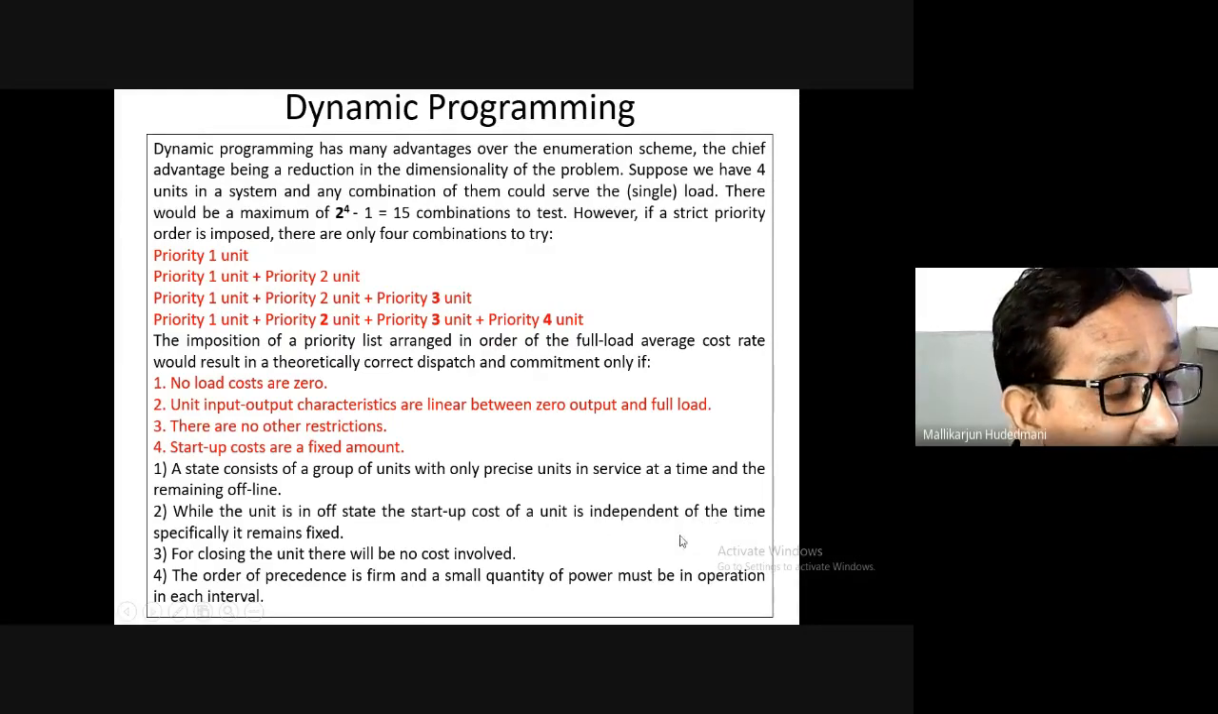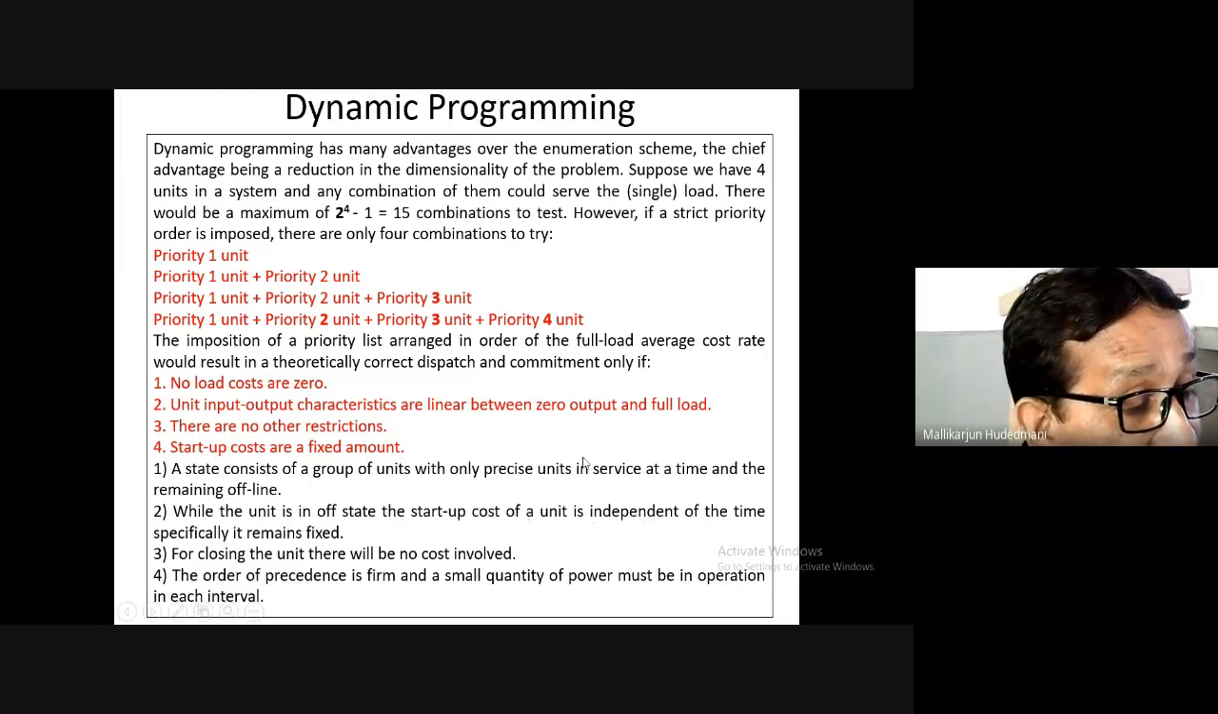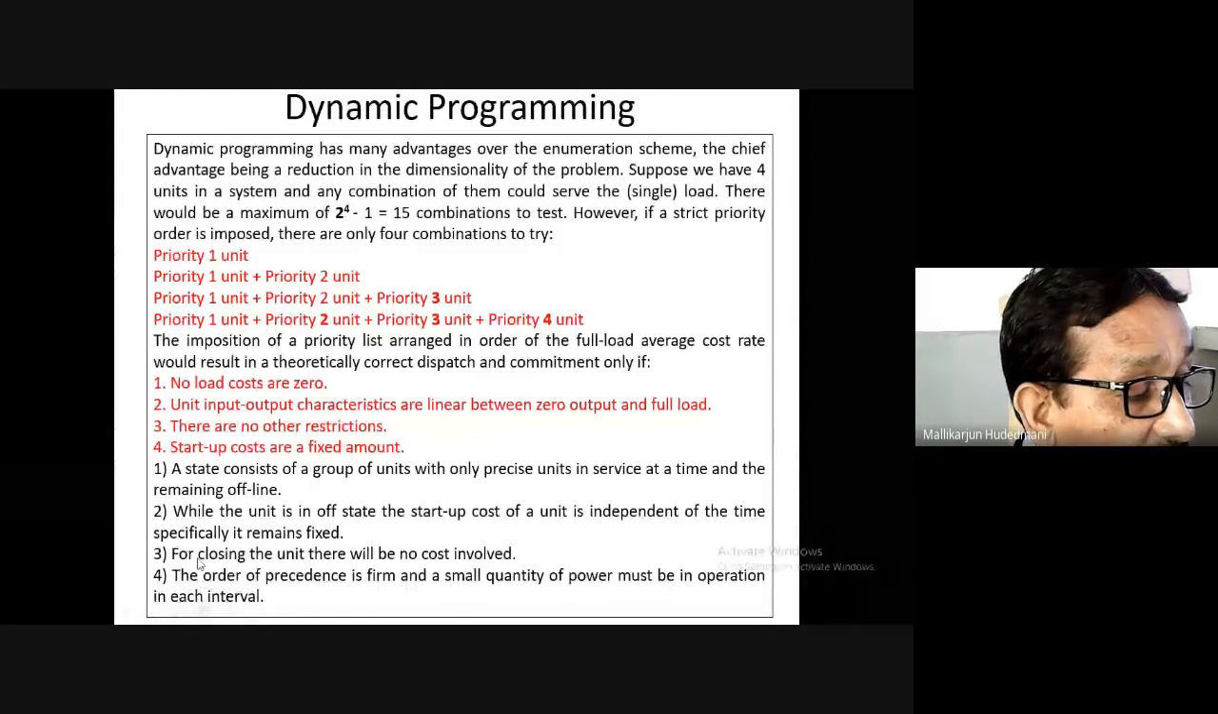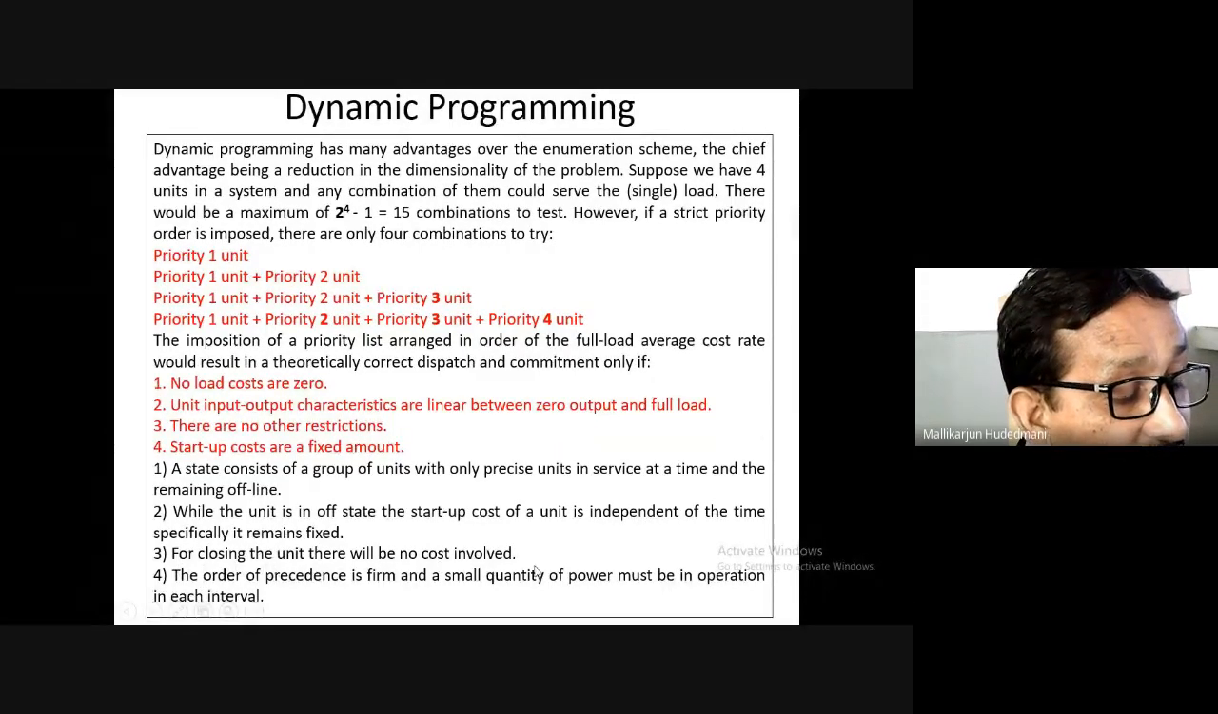It matters to me really because if one of the units is taken out, 10 hours later I am trying to use it. For those 10 hours, was it cooled down to room temperature or was it maintained banking? Again restarting it back to online, that is the time required and the startup cost required. That kind of independence is assumed. It is not dependent; it is ready to add at a fixed cost of startup. Then for closing the unit, there will be no cost involved. So really, this is an assumption.